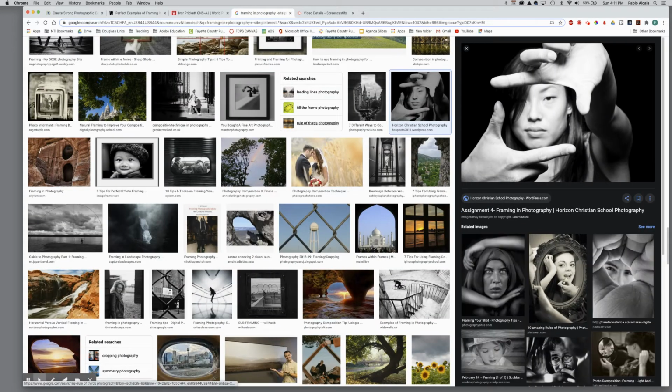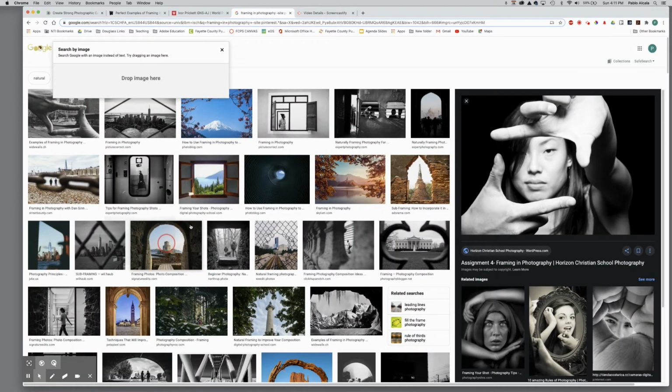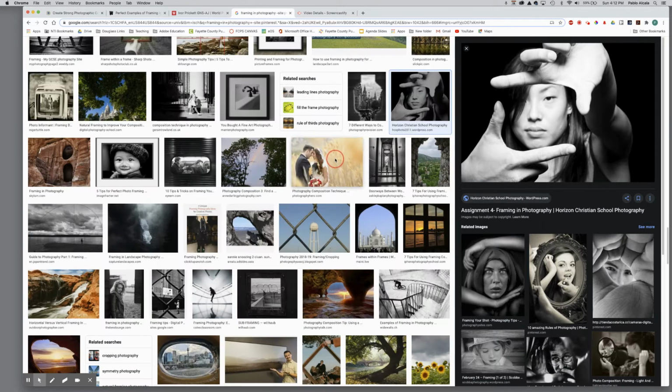All right, so we have a Google search here for framing in photography, and you get this. Here is somebody holding out their hands in the shape of a frame. Here is somebody using their hands, or maybe someone else's hands. I don't know if that's physically possible. It just looks weird. Anyway, she's being framed by arms here.